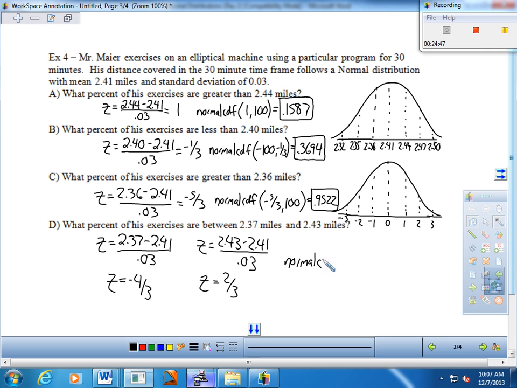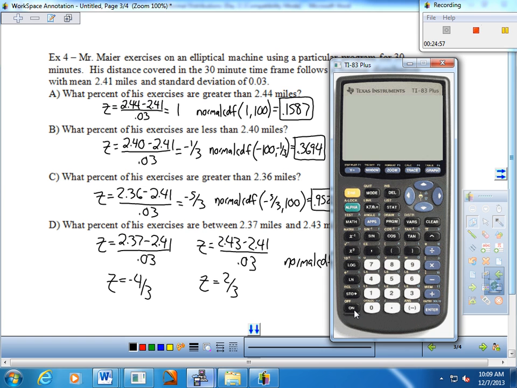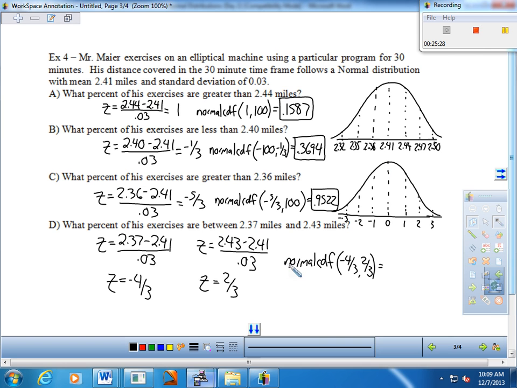Normal CDF. And let's go -4/3 to 2/3. Bring up the calculator. And now you can do it pretty fast, can't you? So what did we say? Negative 4/3, comma, 2/3, and there we have it. So what percentage of the exercises are between 2.37 and 2.43 miles? It looks like a little over 65%. So 0.6563 is what I have.